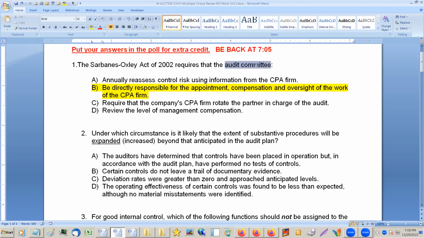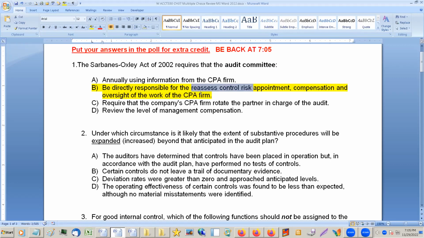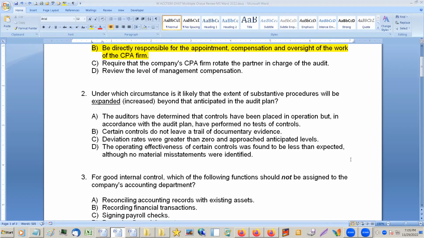The audit committee doesn't do the assessment. The management does the assessment. So this annual reassessing of control risk is done by management, not the audit committee. Okay, second one.